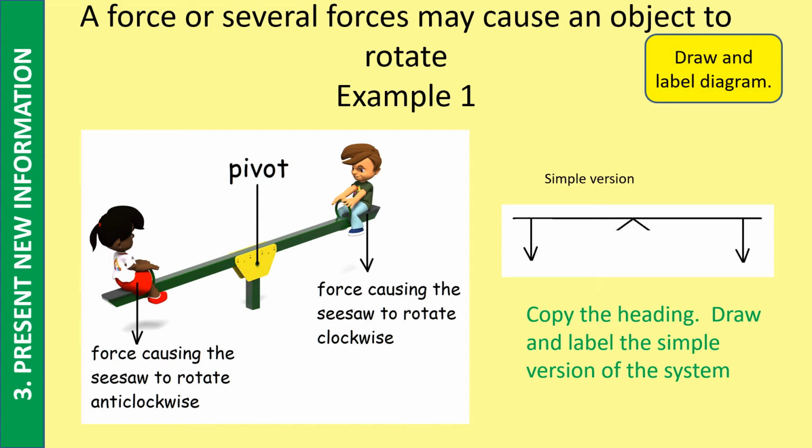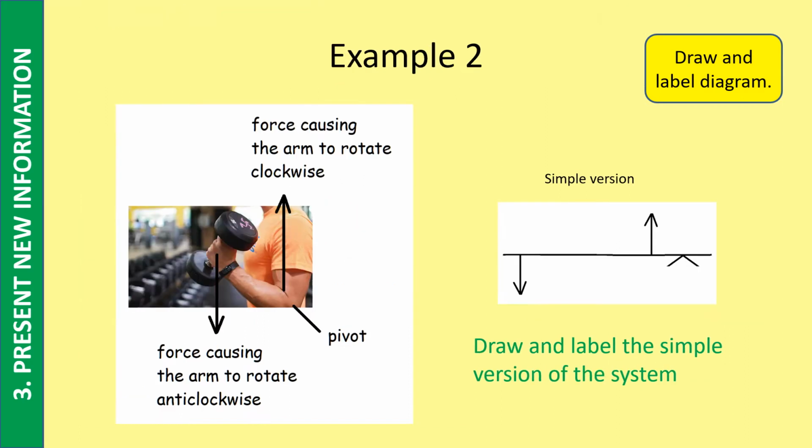A good skill to have is to be able to simplify problems. Have a look at the picture on the left-hand side of this slide, and then simplify it and draw the simple version in your books. This system consists of a weight and a man's arm. Draw a simplified version of it. Bear in mind that this time both forces are acting to the left of the pivot.